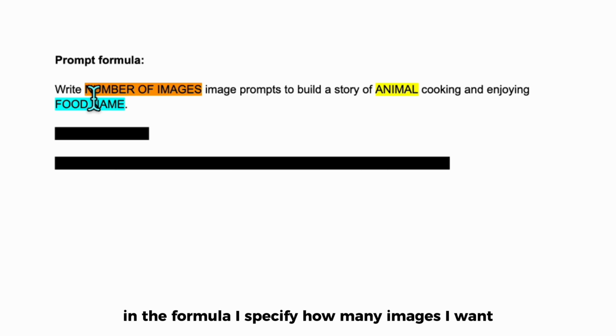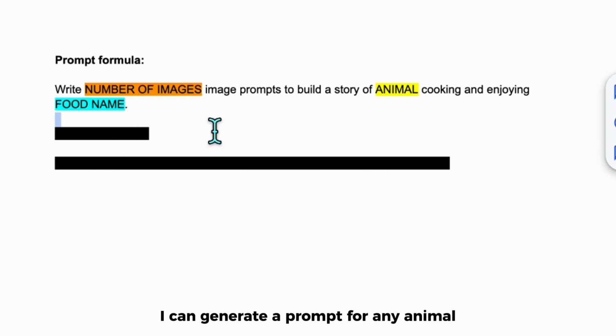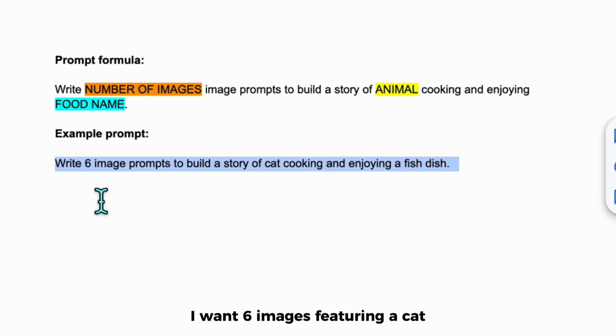In the formula, I specify how many images I want, which animal should be featured, and what dish I want it to cook. With this structure, I can generate a prompt for any animal and any dish I choose. I've created an example for you. I want 6 images featuring a cat, and I want the cat to cook a fish dish. This is how I'll create the visual prompt.